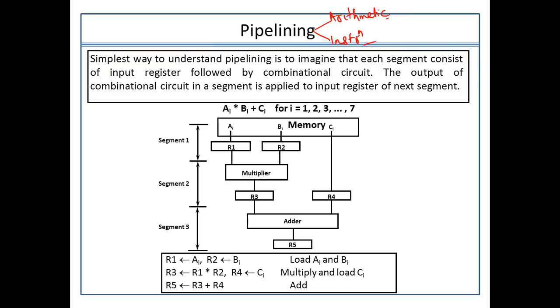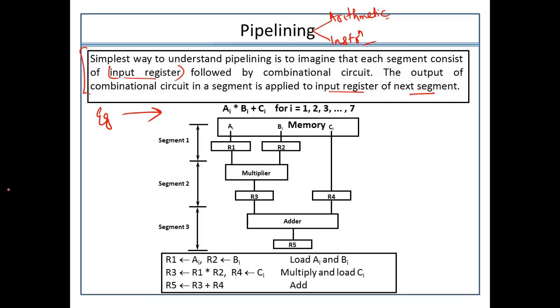So basically, these are the types of the pipelining process: arithmetic pipelining and instruction pipelining. The simplest way to understand the pipeline is to imagine that each segment consists of an input register. This is an important aspect. I will explain this entire theory with the example which I have demonstrated here, followed by a combinational circuit. The output of the combinational circuit in a segment is applied to the input register of the next segment.